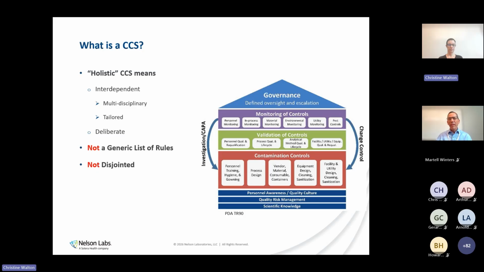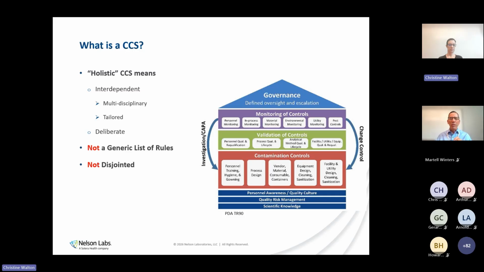So what you see here in the diagram, we won't spend a lot of time on this, but as scientists, we like that the very foundation of this all is scientific knowledge, and that's what we're trying to get at here. Make sure that your scientific knowledge is sound and is broad and deep, so that you understand how to implement things correctly. But as you work your way up, we see the contamination control layer there. That goes back to the previous list we were showing: the personnel, hygiene, process, product, design, equipment, etc.